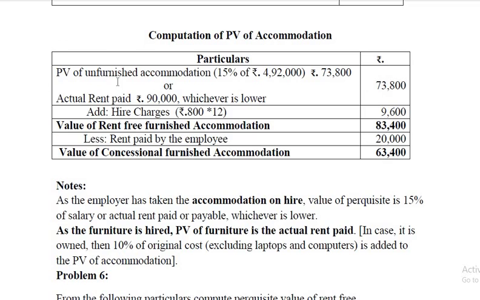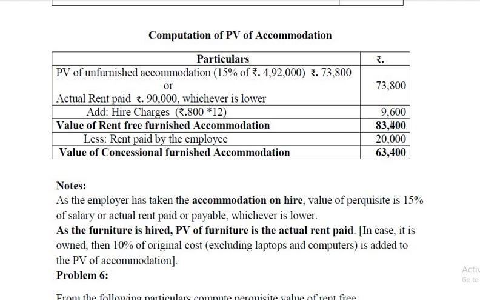Since it is hired one, the rule is 15% of salary or actual rent paid, whichever is lower. So here, 73,800 or 90,000, 73,800 is the lower one. That should be taken. Then add hire charges of furniture. I'm sorry, here I should have given furniture hire charges, 800 into 12, 9,600. So value of rent-free accommodation is 83,400.